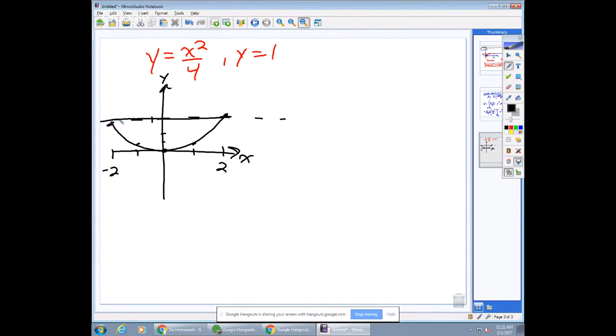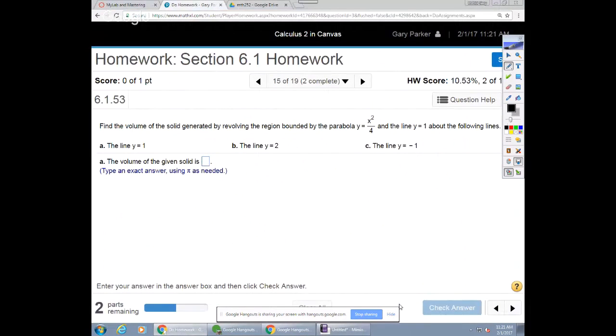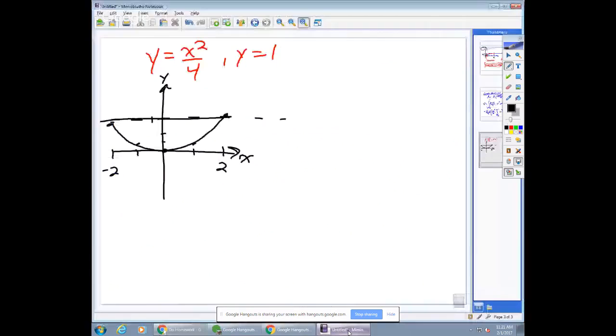So we have that region right there, and we want to revolve it around y equals 1, y equals 2, y equals -1. All right. So we'll do the first two. So here is the line y equals 1. We already have that drawn in the picture. And I mentioned when you do these, always draw the axis of rotation with a little arrow around it just to remind yourself what you're doing.